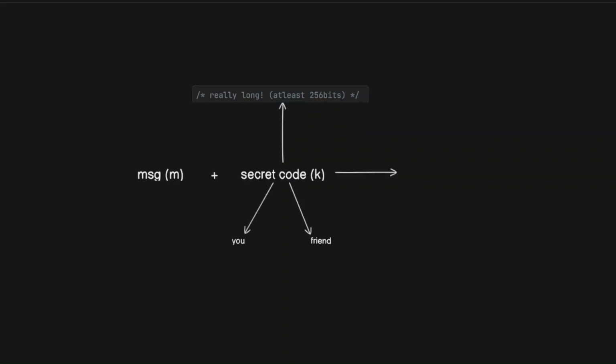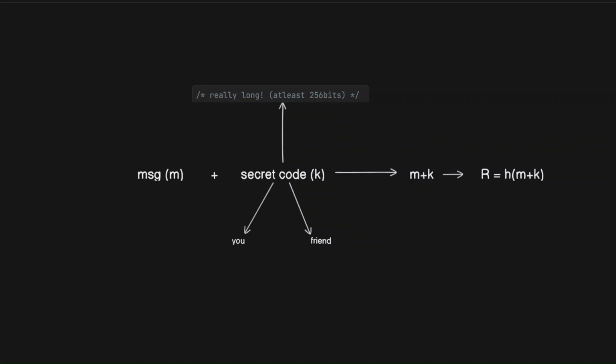First, you write your message, let's call it M, and then you append a secret code K to the message. Remember, the secret code should be long, at least 256 bits. And the secret code should only be known to you and your friend. So now the obtained string becomes M plus K. Now you compute the hash of M plus K. Let's call it R.